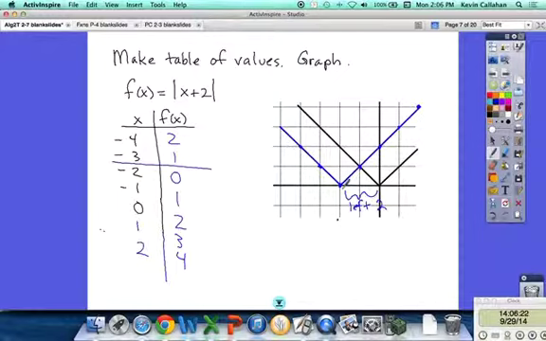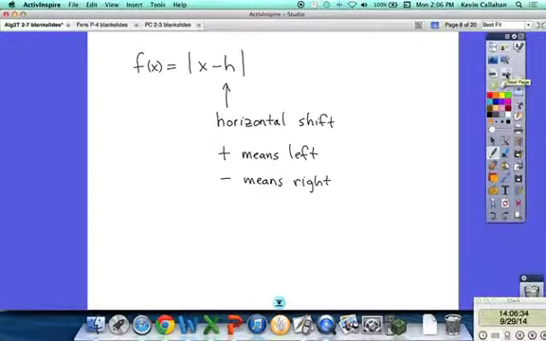You have to get used to it, because it'll come up with every kind of function we study in the class. We're going to be doing these same transformations. They're the same, right? No matter what the function. So let's see. So this is the way we write it. We'll say if we add or subtract inside the function, that's a horizontal shift. Plus means left, minus means right.